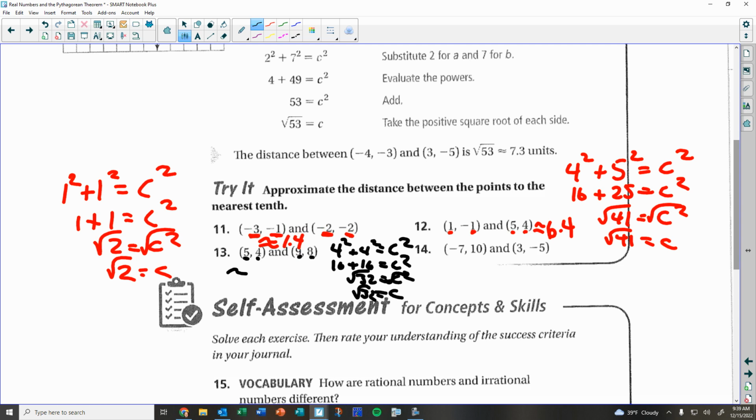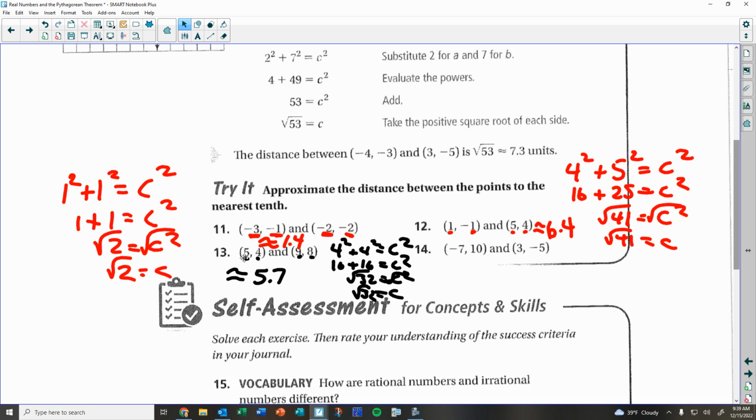is about, it's 5.6568. Well, when you round that to the nearest 10th, after the 6 is a 5, that makes the 6 a 7. So it's about 5.7. Don't forget your rounding rules.